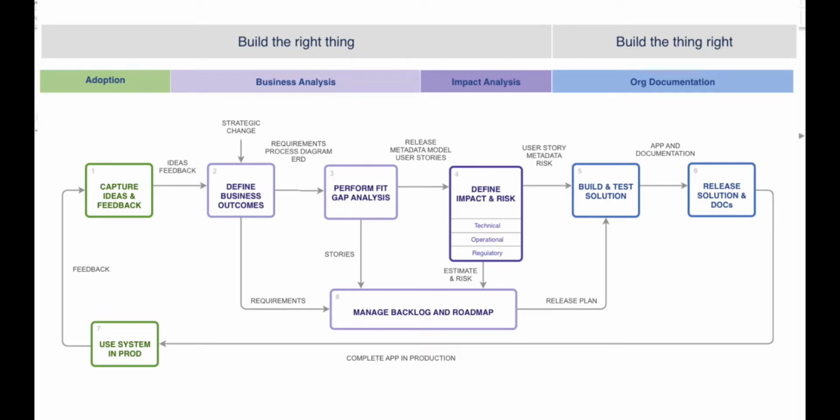So inside Elements.Cloud, you can capture feedback, manage requirements, define those requirements into work items. So that's releases, user stories, and process diagrams linked to metadata items. Do all the analysis associated with your org, so all the where used, and then pass all that information across to the development team so that they can build the app quickly without breaking anything, and then release it.